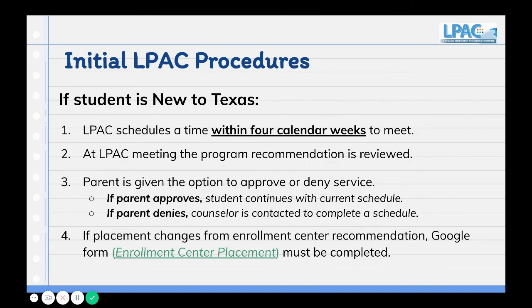If placement changes from the enrollment center recommendation, you must complete the Google form enrollment center placement in order to make the change of program. Again, the enrollment center only gives a recommendation to better place the student as far as student counts in each program on each campus. The final recommendation and approval must be done by the ELLPAC.